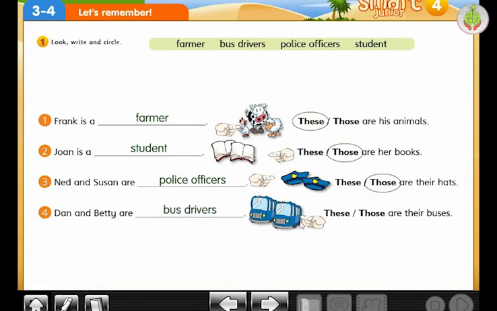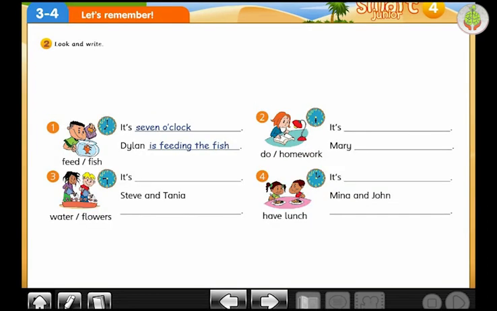These or those? These, because we don't have any distance in here. So these are their buses. Very good. Please write it down in your book. Okay, now let's go to exercise 2. Exercise 2 says look and write.